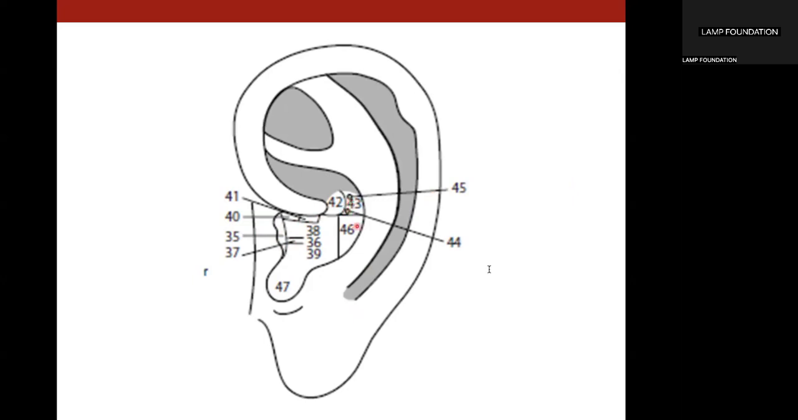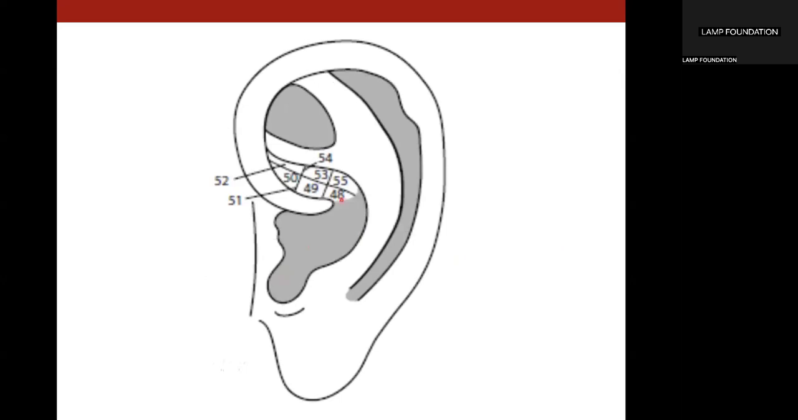46 is the spleen. 47 is the sanjiao. 48 is duodenum point. 49 is large intestine point. 50 is large intestine. 49 is small intestine point. 50 is large intestine point.